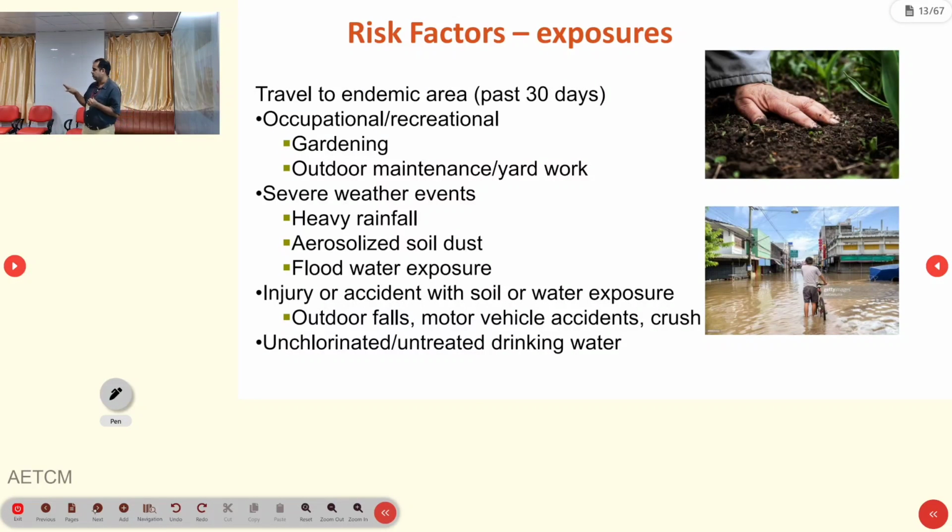Severe weather events, very common in Kerala. Floods, very common in Kerala. Cyclones, very common in Kerala. So all these things will lead to aerosolization, and you inhale the bacteria. So the first cases of melioidosis would be during the first rains. When the first rains come in, that time you find a bout of melioidosis coming in. And then injury involving soil. The soil which is contaminated, water which is contaminated, or drinking unchlorinated water in an area which is endemic. So that's also one of the reasons.